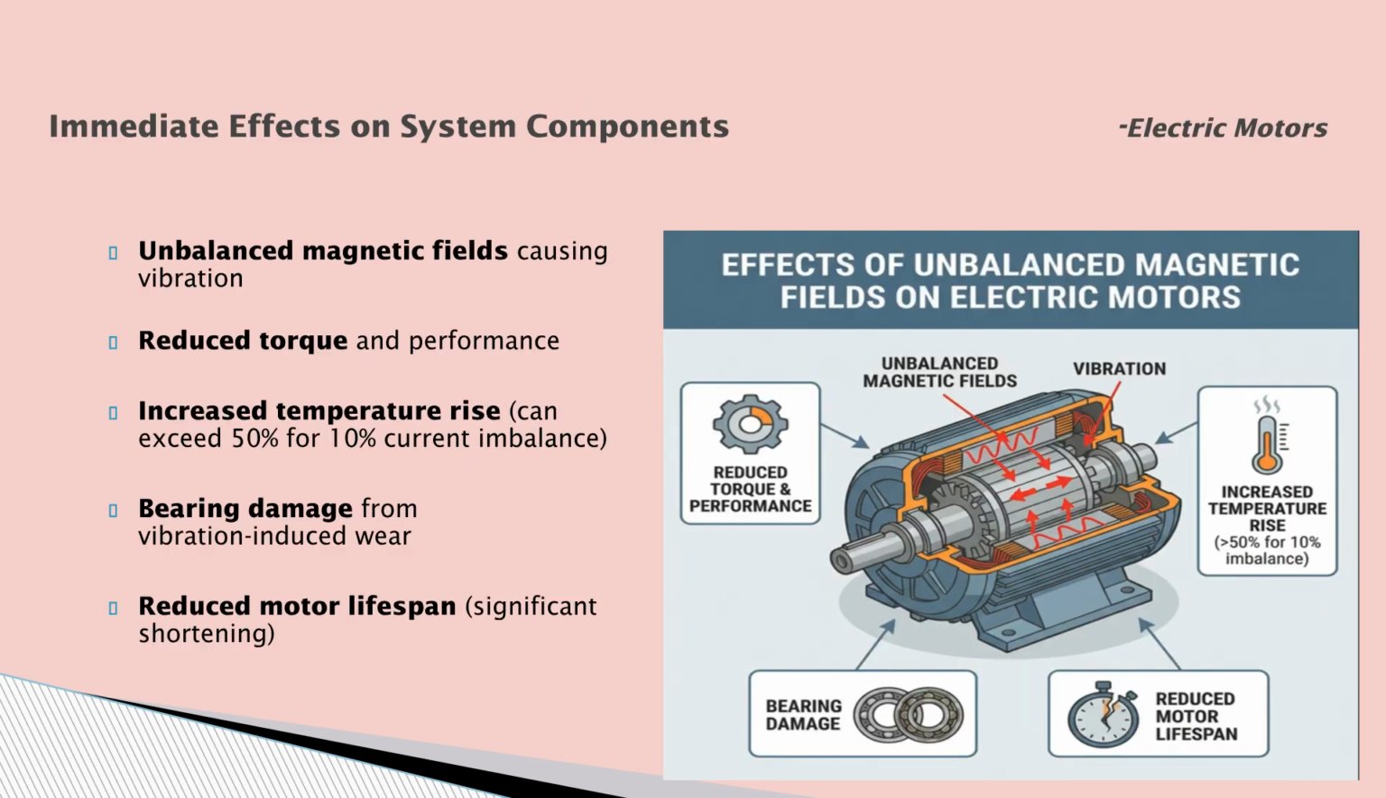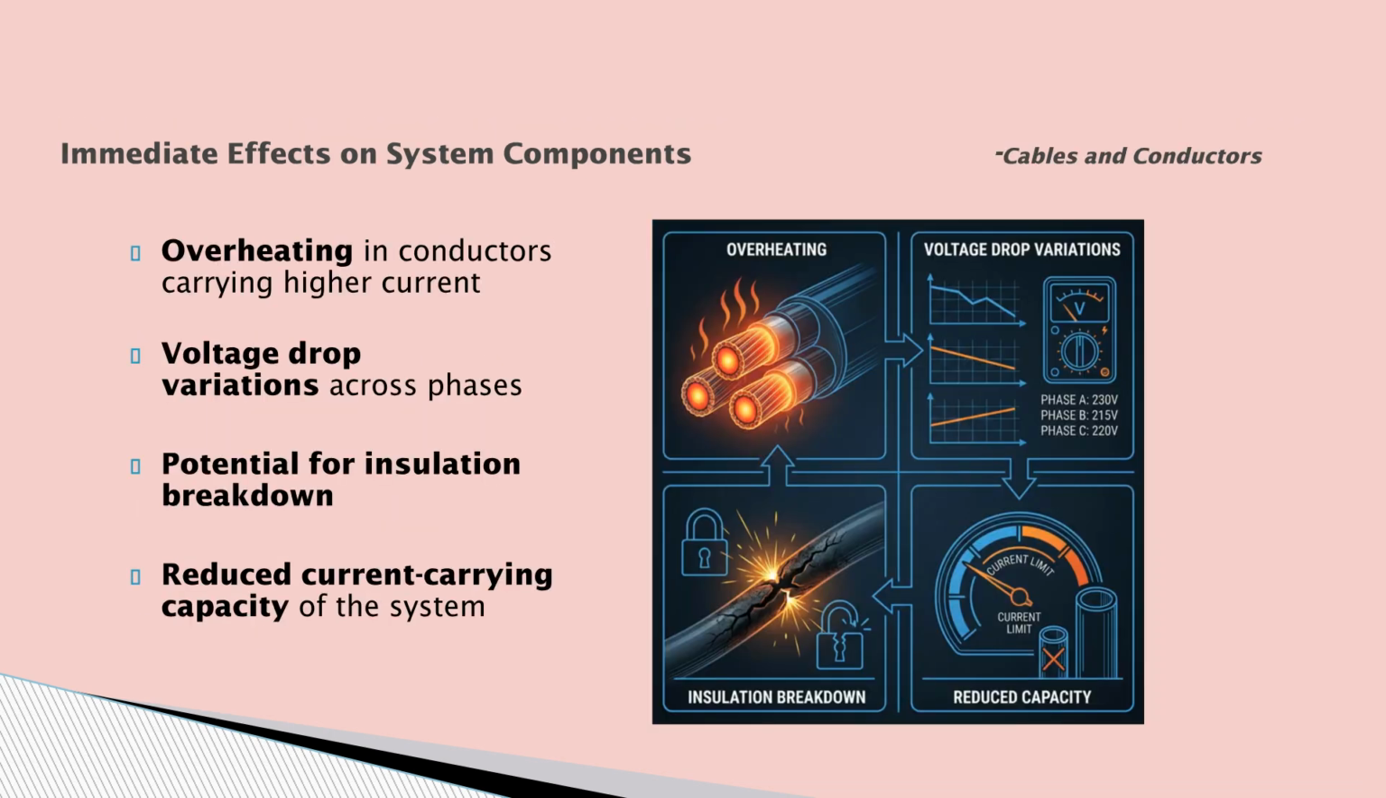For electric motors, unbalanced currents cause unbalanced magnetic fields, leading to vibration. This results in reduced torque and performance, increased temperature rise, and bearing damage from wear, ultimately shortening the motor's lifespan. Cables and conductors also suffer immediate effects, such as overheating in conductors carrying higher current. This can cause voltage drop variations, potential for insulation breakdown, and a reduction in the system's current carrying capacity.